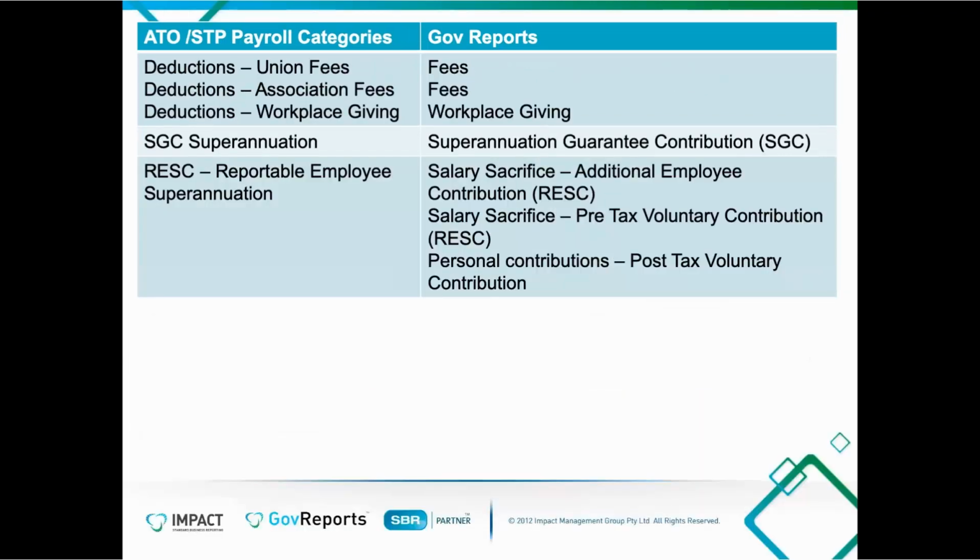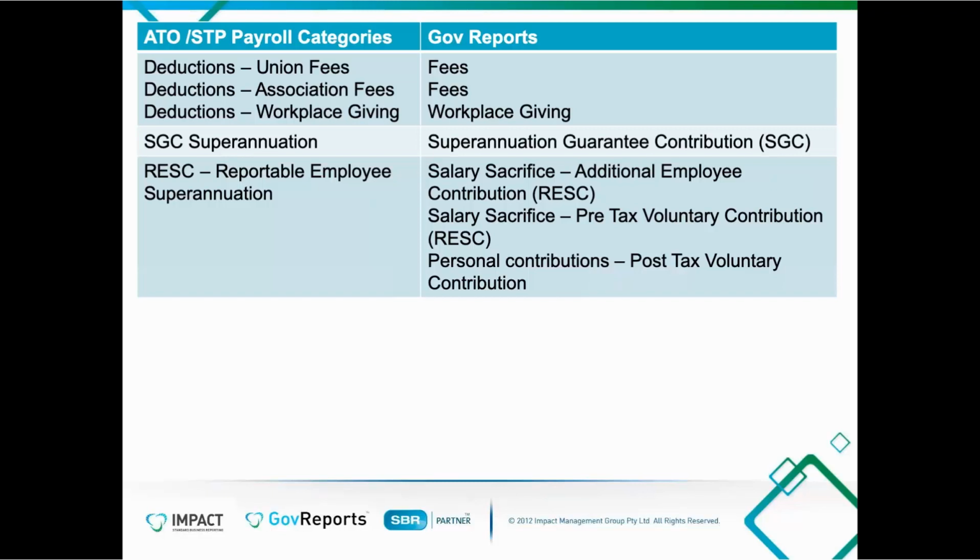The next section, as I mentioned before, is the deductions. You've got union fees, association fees and workplace giving. Again, if you believe that you need to fill in those, I would encourage you to look at the ATO's information about workplace giving, etc. You've got your superannuation guarantee contribution, and you've got your RESC.